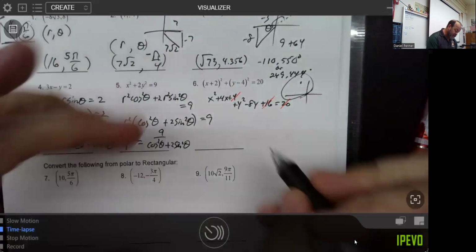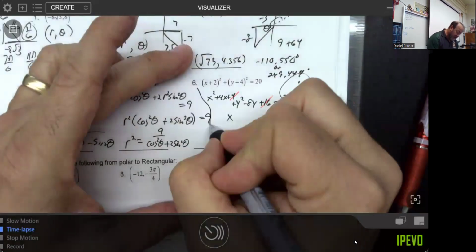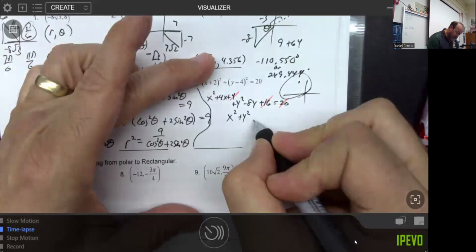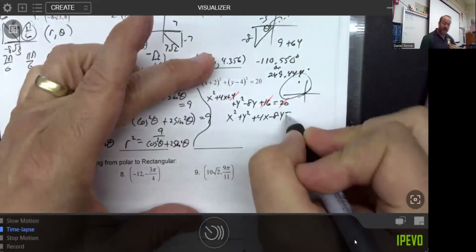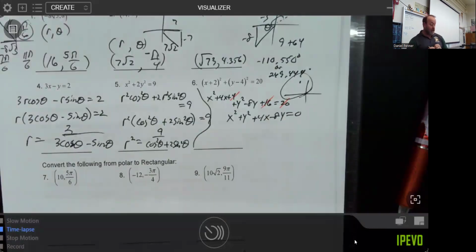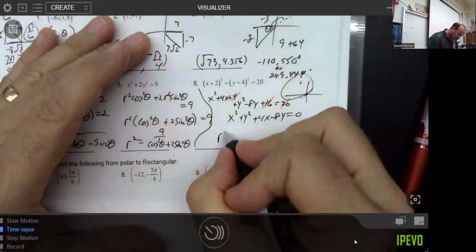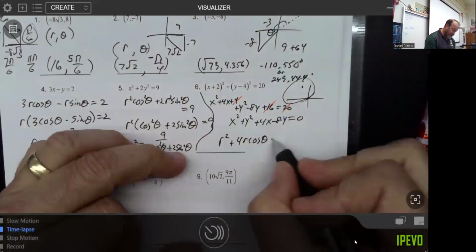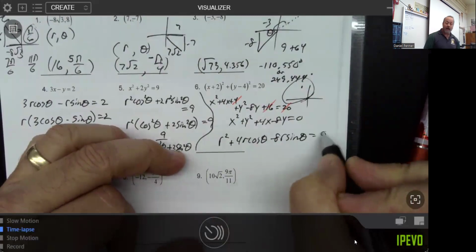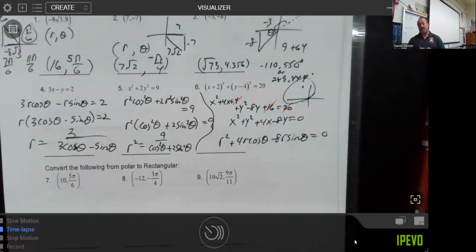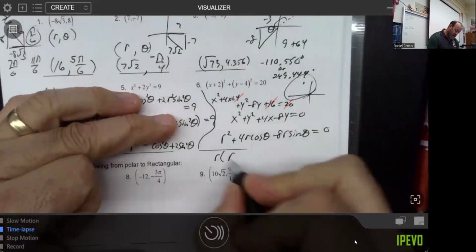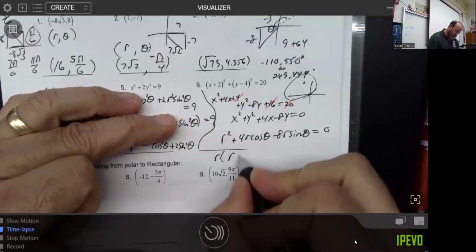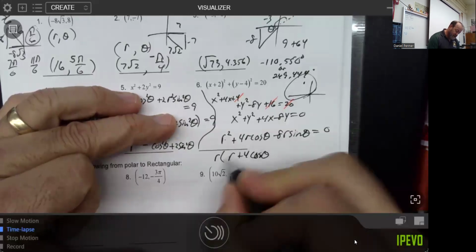Now we have x squared plus y squared plus 4x minus 8y, and all of that is equal to 0. Well, we're now ready to go because I know that x squared plus y squared is r squared. And I know that x is r cosine theta, as I used over here, and that y is r sine theta. But now I have an equation set equal to 0, and I want to get r by itself. If I go ahead and factor that r out, I would be left with r times r is r squared, r times 4 cosine theta, and r times this.